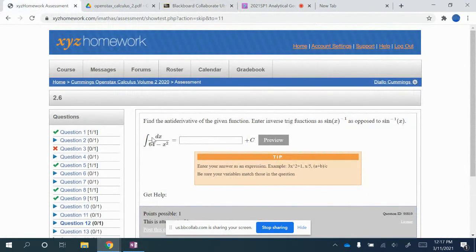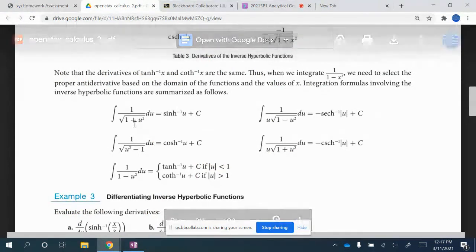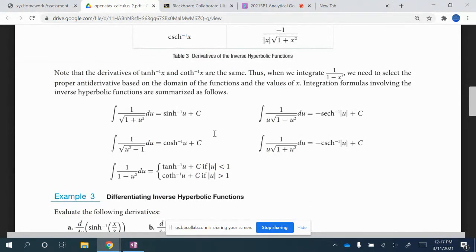Okay, so just to go back, here I'm going to integrate dx divided by 64 minus x squared. And in the directions, I'm asked to enter the inverse hyperbolic trig function for sine. So I referred back to the formulas, and I'm looking for the formula that fits my problem.